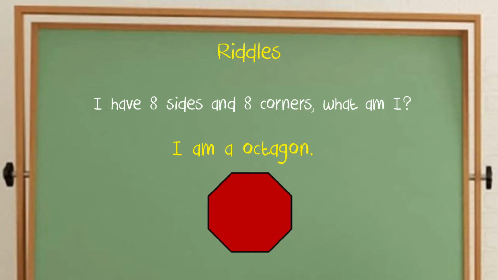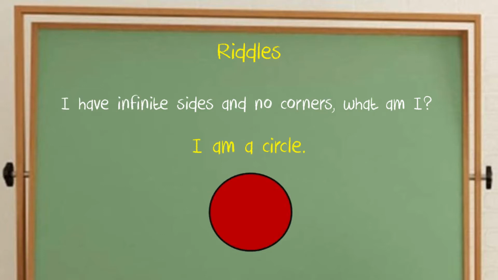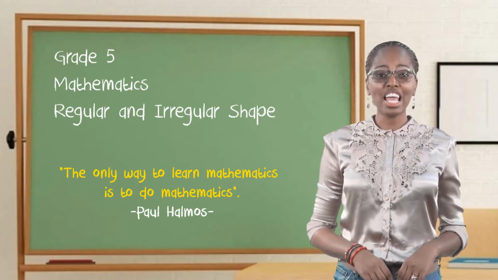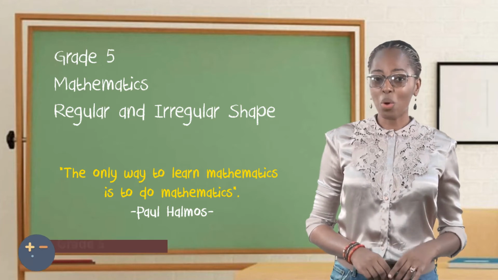I have 8 sides and 8 corners. I am an octagon. And the final one, I have an infinite amount of sides and I have no corners. I am a circle. Boys and girls, what you may have noticed is that every shape has its distinct qualities.